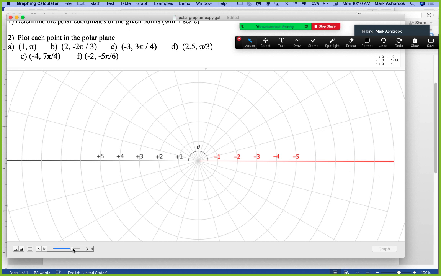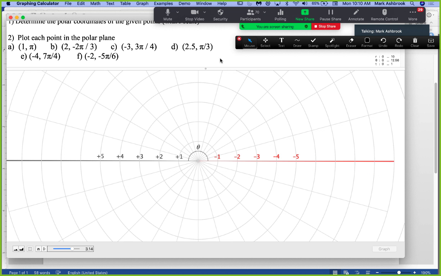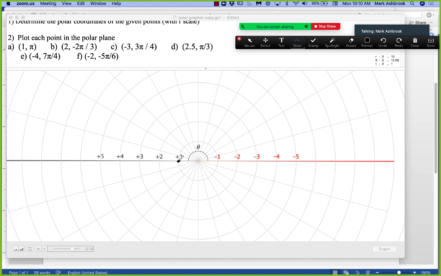Okay, let's get started. So here's the angle measure pi for this first example. Angle measure pi. So that takes us pointing straight to the left, and then we're going to go positive 1 r straight to the left. Questions on that one? Right there. That's 1 comma pi, point A. So I'm just going to fly through these, and you can stop me.